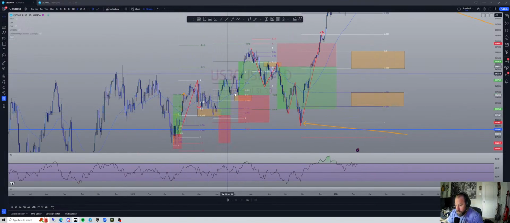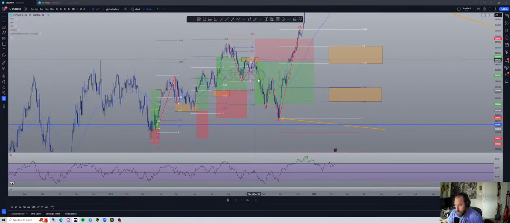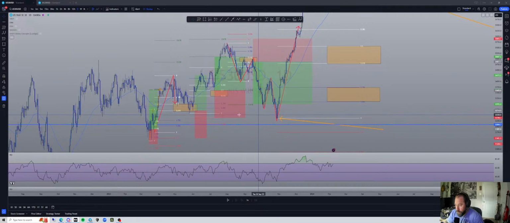1, 2, 3 push up, we're done. 3 push down, 1, 2, 3 push down, we're done, right? You would have caught that. You would have caught this second leg. You would have no idea that this was the top until it retraced and did not set a new high. All right. So therefore, there it is. There's your 1, 2, 3, 4 in a row.